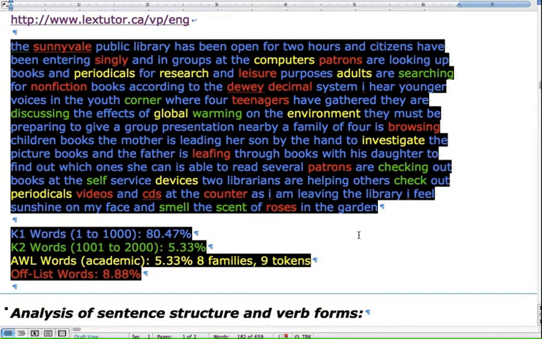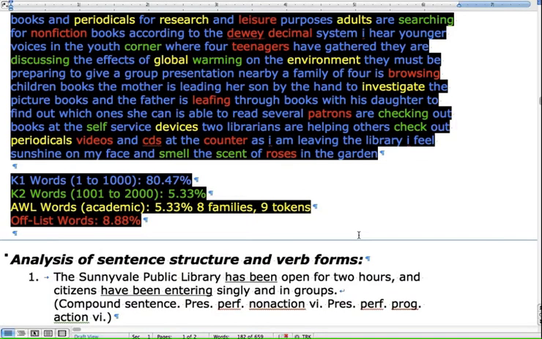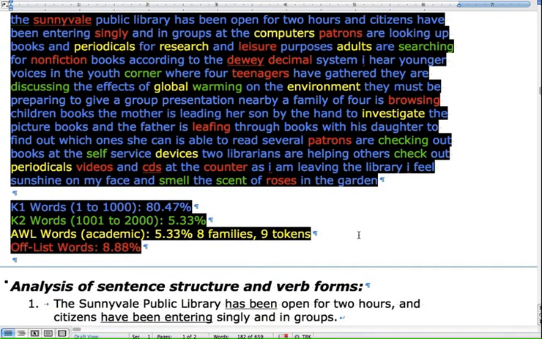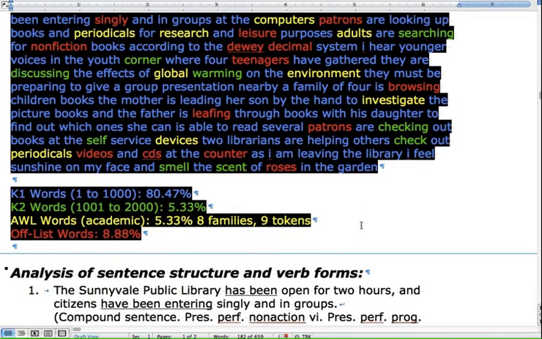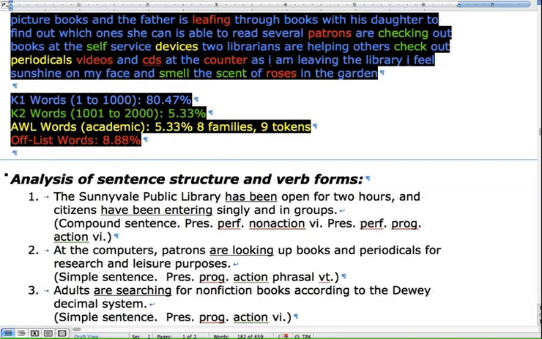That's a good ratio, or a ratio that I would like you to strive for. If you can get a few more AWL words, that's good. Depends on what kind of topic you're writing about. Now, let's do an analysis of the sentence structure and verb forms.